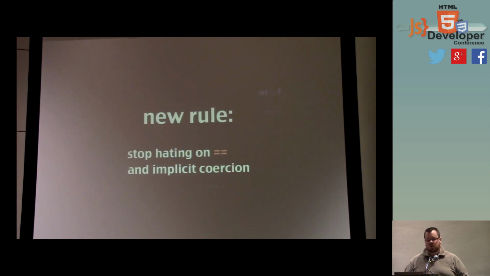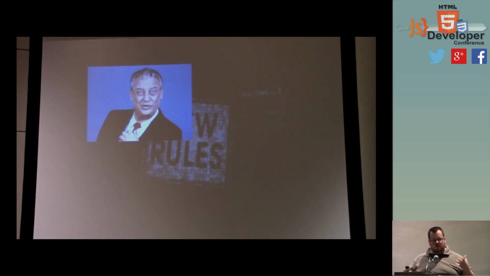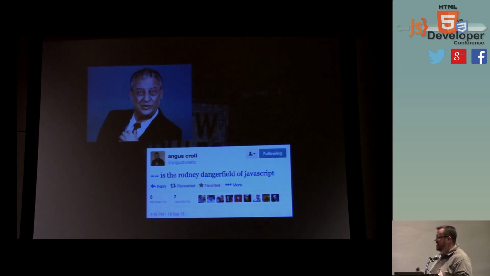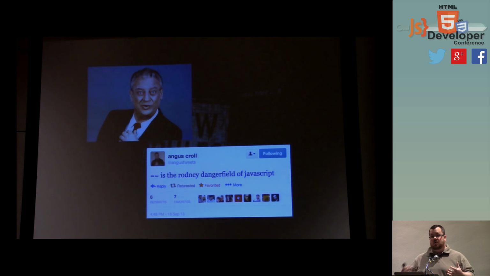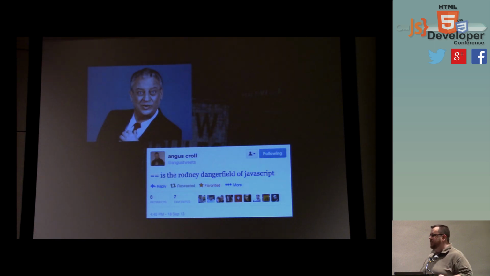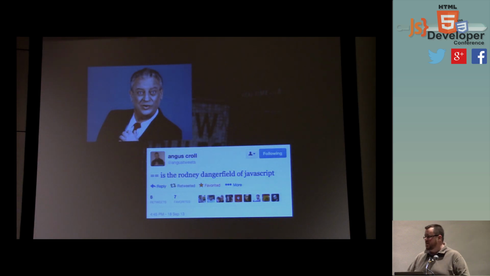Next, new rule: stop hating on the double equals and implicit coercion. This is a favorite one. Many of you probably have read Crockford's Good Parts, which we'll get to in just a moment. But before we do that, it really is one of those things that in the language is very hated on. Double equals just doesn't get a lot of respect, and it's been called by many a design flaw in the language. And I'm here to push back and say I don't think that's true at all. I actually think it's one of my favorite parts about the language, that we have this tool, and I think the problem is that we don't learn how it works. So let's take a look at some of those things.